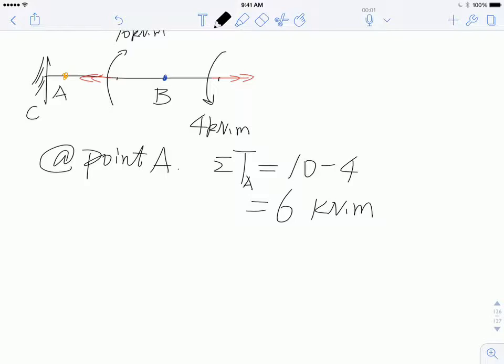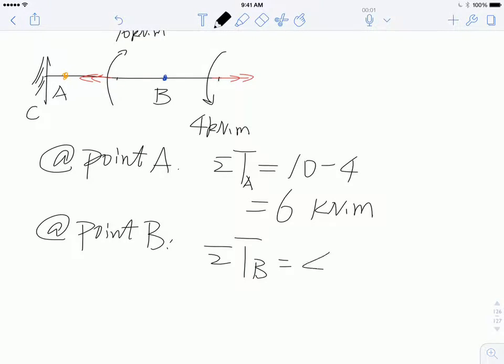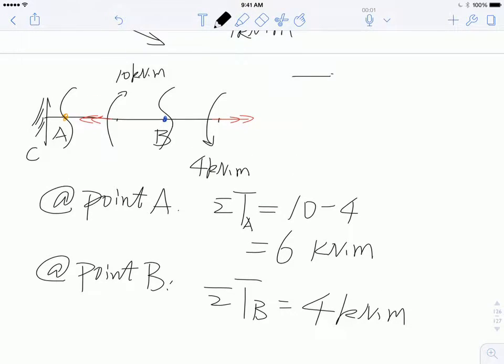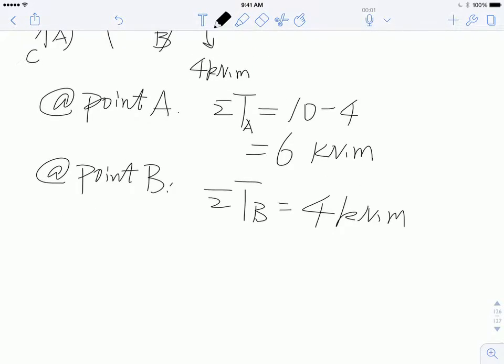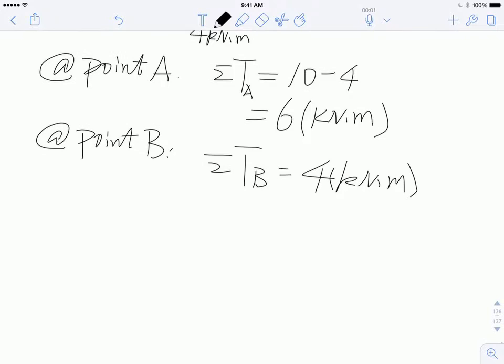And then at B, the summation of T at B is equal to 4 kilonewton times meter, because imagine if you section here at B, you see there's only one torque going that way, which is 4 kilonewton times meter. And at A, the same thing. If you want, feel free to do a free body diagram: 10 minus 4, you'll see that. I only look at the absolute value, by the way, because that's what we need to calculate the maximum shear stress.